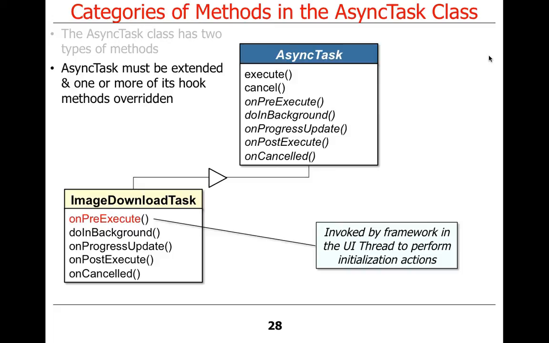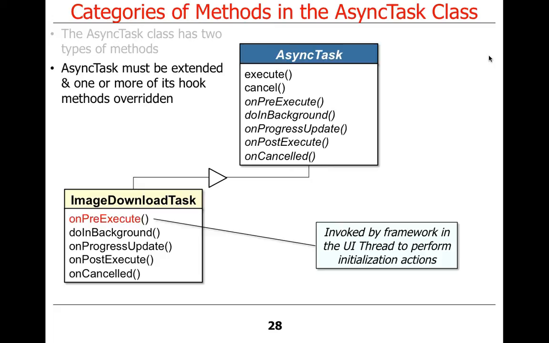onPreExecute is invoked by the framework in the user interface thread to perform initialization that has to take place before we start to run work in the background. And that's why you really shouldn't be calling this thing from anything other than the user interface thread, because if you do, weird things will happen. So you really want to call that from the user interface thread. And onPreExecute runs in the user interface thread.